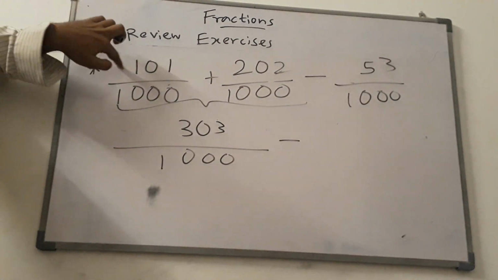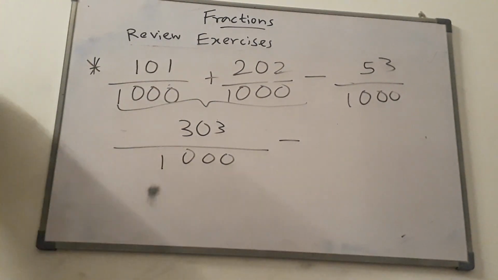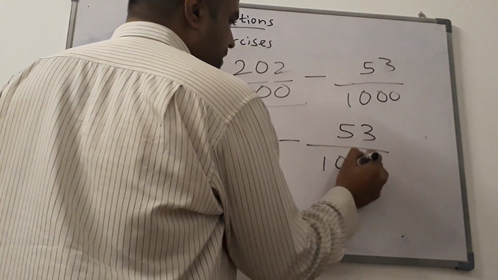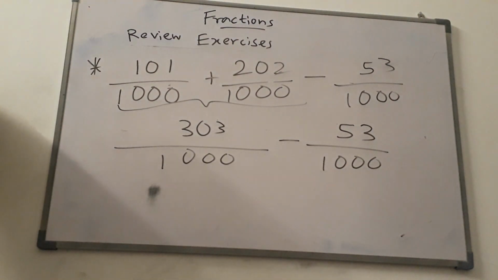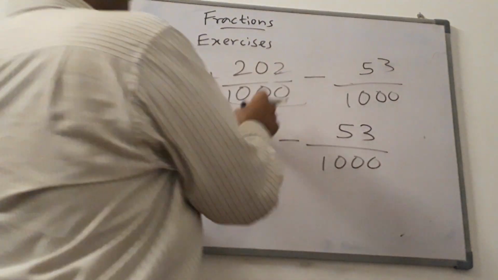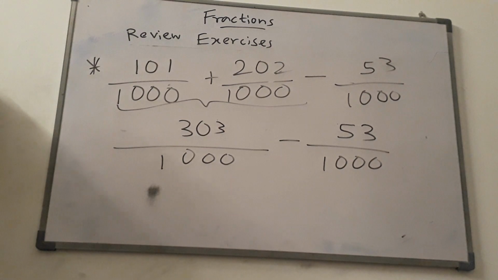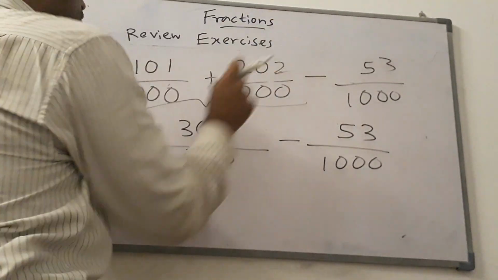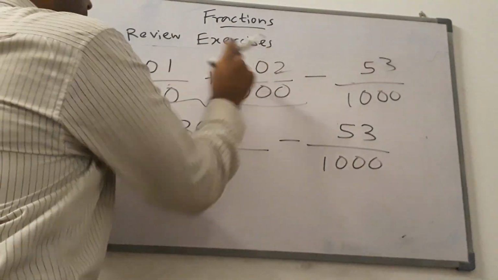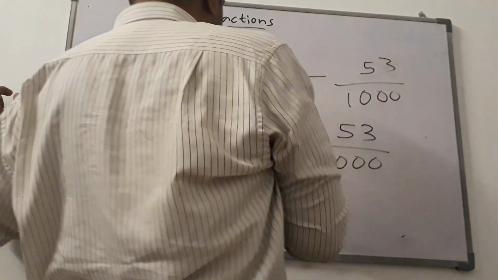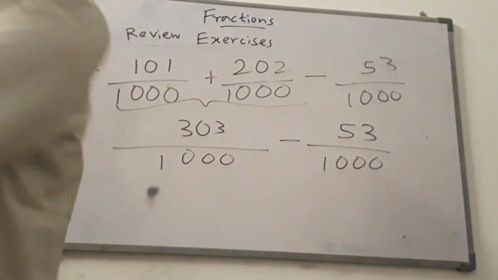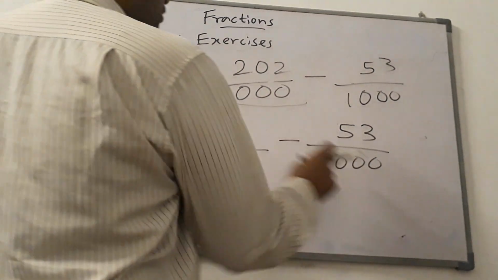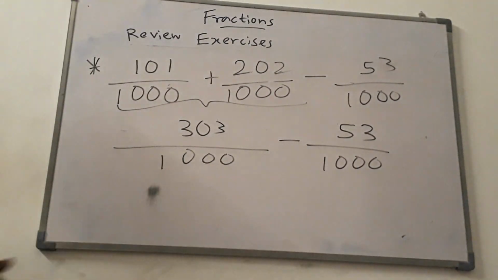Okay, 101 and 202 together is 303. Now we can subtract from this number as well. So we can subtract 53 from 303 here. 1 and 2, 3. 0 and 0, 0. 2 and 1, 3. Now we can subtract 53 from the same number. So we subtract 53 from 303. Don't change the denominator. The denominator remains the same.